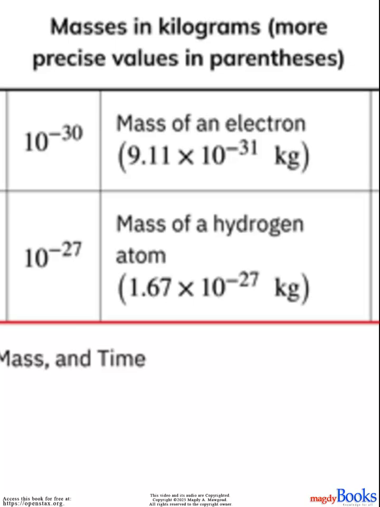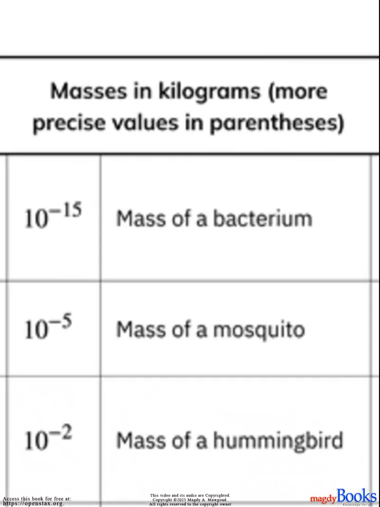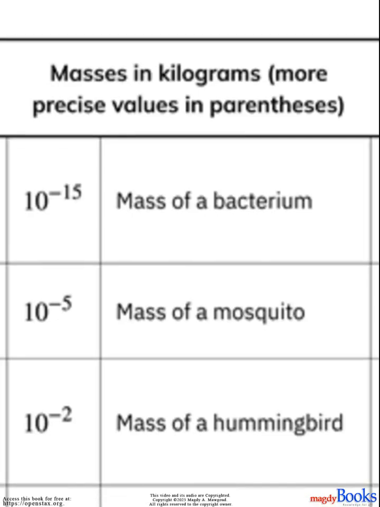B. Masses in kilograms, more precise values in parentheses. 1. 10 to the power of negative 30, mass of an electron, 9.11 multiplied by 10 to the power of negative 31 kilogram. 2. 10 to the power of negative 27, mass of a hydrogen atom, 1.67 multiplied by 10 to the power of negative 27 kilogram. 3. 10 to the power of negative 15, mass of a bacterium. 4. 10 to the power of negative 5, mass of a mosquito.